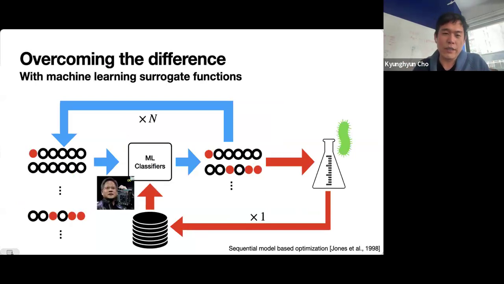Of course, this is not a new idea. This is not a new problem. Already from the 1990s, we have known about the idea of sequential model-based optimization. The idea is that instead of running the experiments over and over, we're going to have a machine learning surrogate function that approximates the outcome from the experimentation to a certain degree in a local region. And based on this machine learning surrogate, we're going to optimize the sequences in silico before we send those selected sequences to a lab, very rarely.